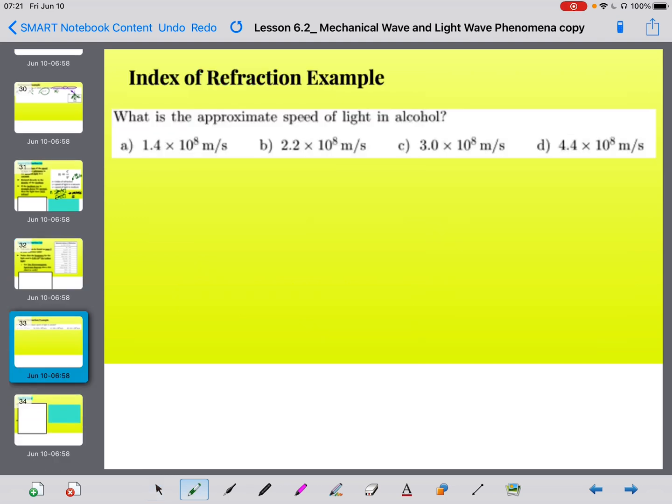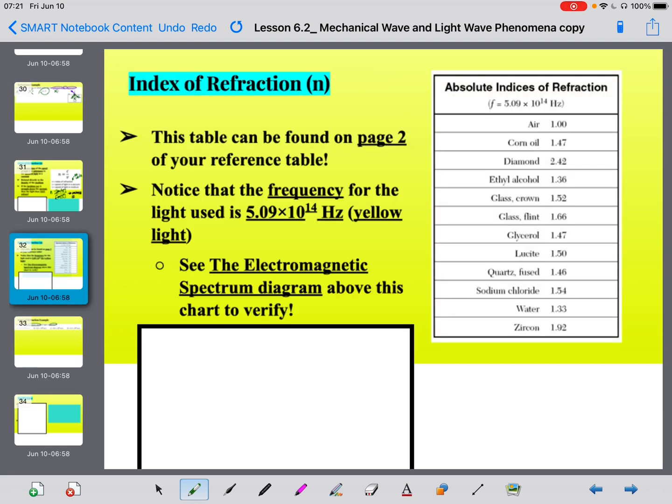Okay, so let's do an example. What is the approximate speed of light in alcohol? So what do I have to do? I have to go to my table. I'm going to say alcohol, alcohol. Let's see. I go all the way down. That's air, corn, diamond. Oh, ethyl alcohol is 1.36.